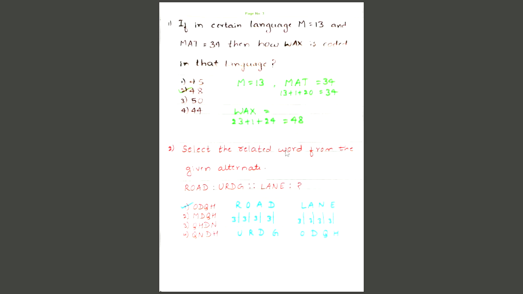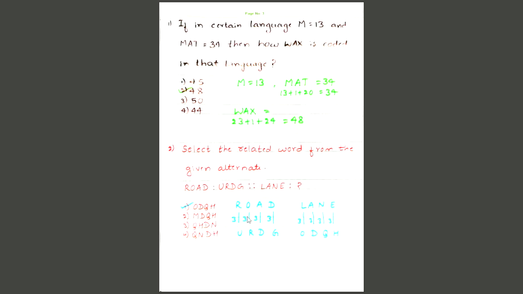Select the related word from the given alternatives. Here, ROAD is coded as URDZ, like that. LANE is coded as what? Here, ROAD is coded as URDZ. How is it related? R is coded to U. Here, R is the 18th letter. We are adding 3 to that number, we get 21st. So the 21st letter is U, and O is the 15th letter.